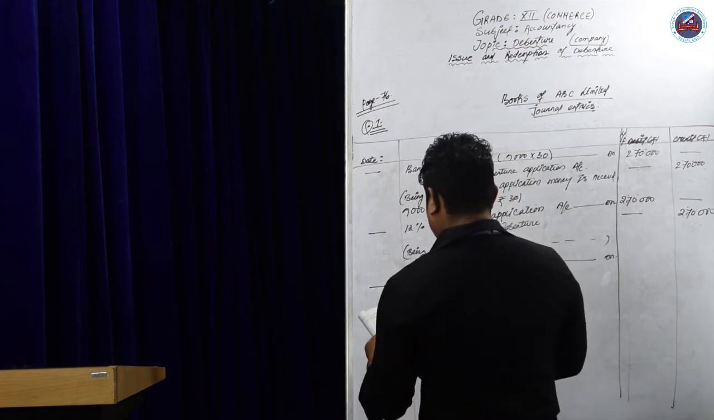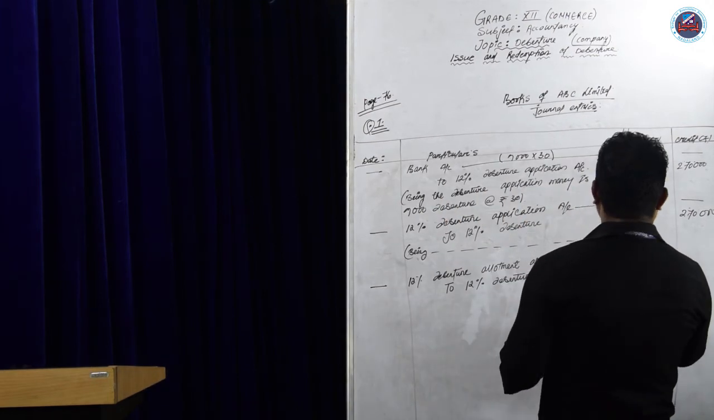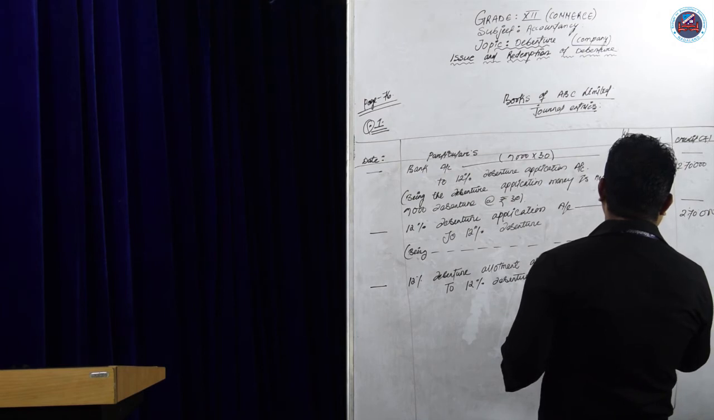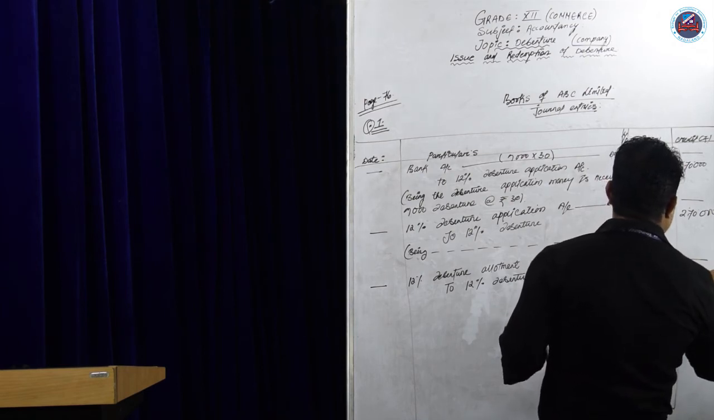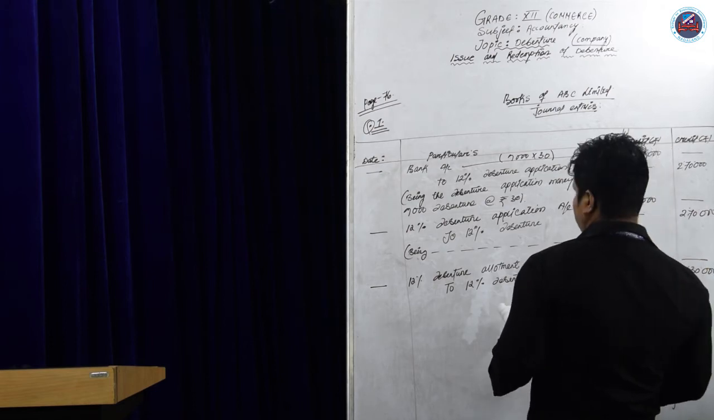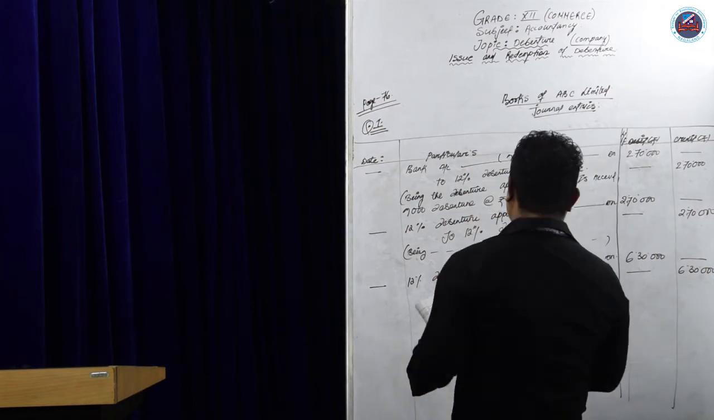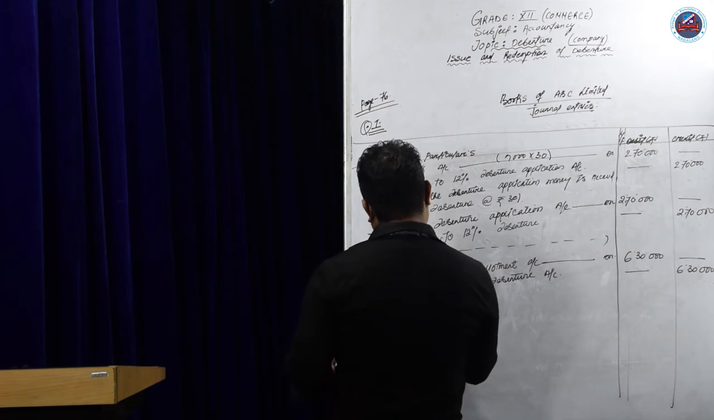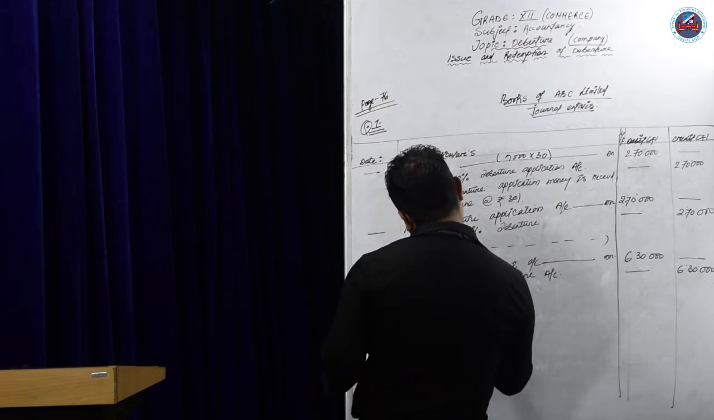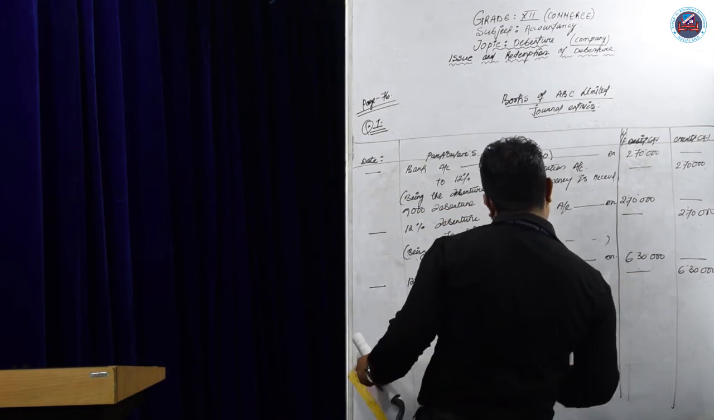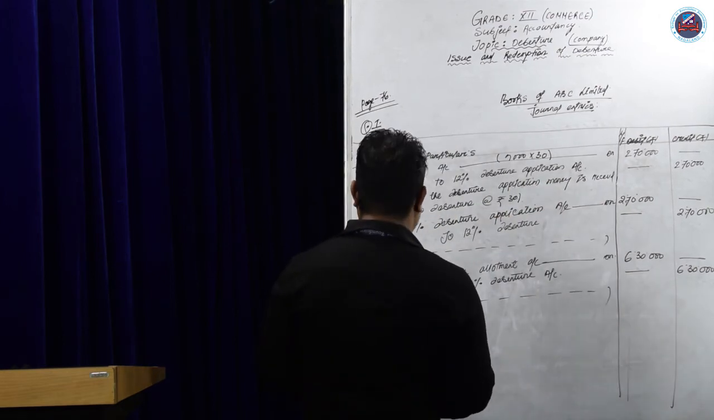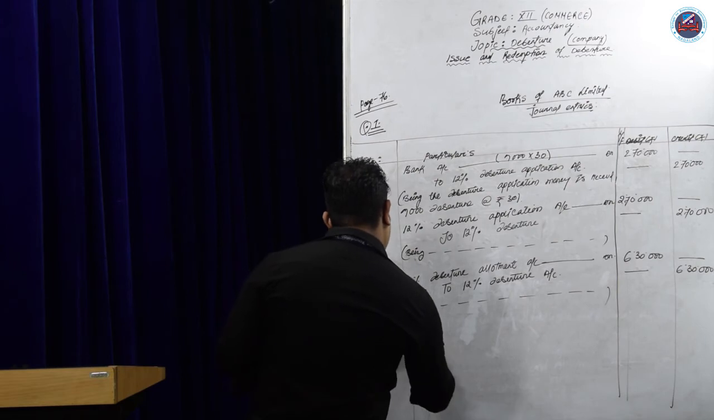So the amount will be 6,30,000. That is 9,000 into 70, the remaining 70. The narration will be the same, that is a due entry. We did it in share capital like this only. Now, bank account debit, same process.